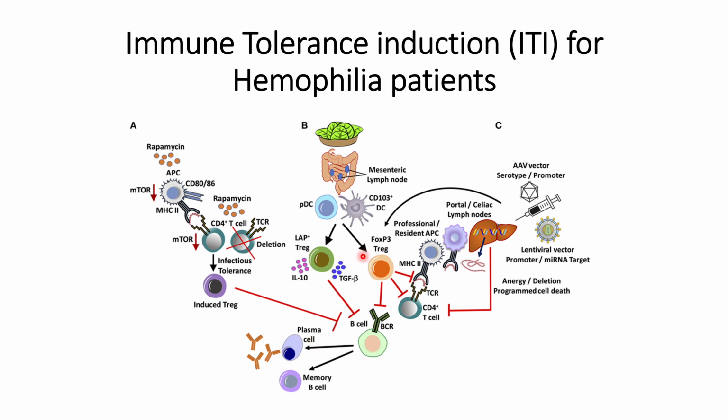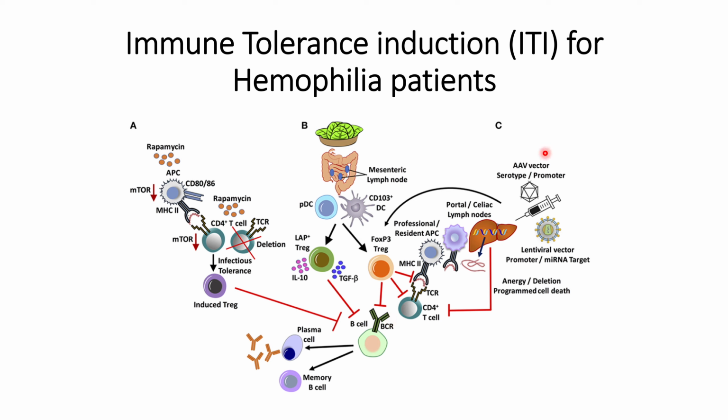Simultaneously, this FOXP3 Treg pathway will also get activated. This Treg pathway will prevent the maturation of CD4 plus T cells, and direct these CD4 plus T cells towards cell death, or programmed cell death, or apoptosis.